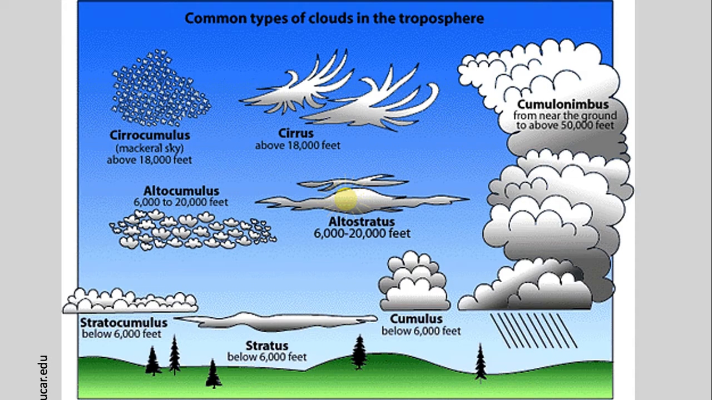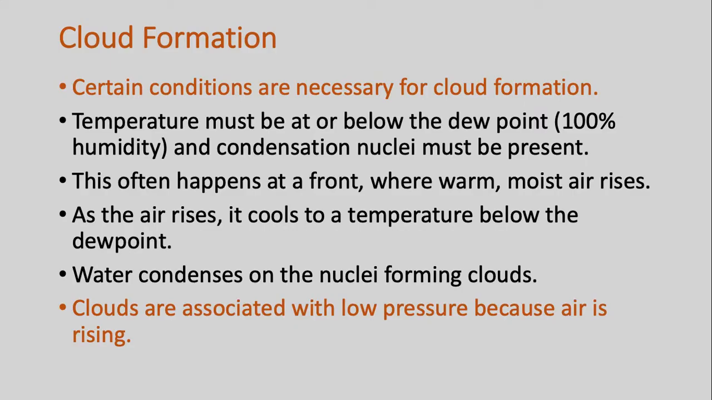Here's a diagram of common cloud types, of which you should know a few. Cloud formation. Certain conditions are necessary for cloud formation. Temperature must be at or below the dew point, that's 100% humidity, and condensation nuclei must be present, some kind of dust in the atmosphere for the water to condense on. This often happens at a front where warm, moist air rises. As the air rises, it cools to a temperature below the dew point. Water condenses on the nuclei, forming the clouds. Clouds are associated with low pressure because air is rising.